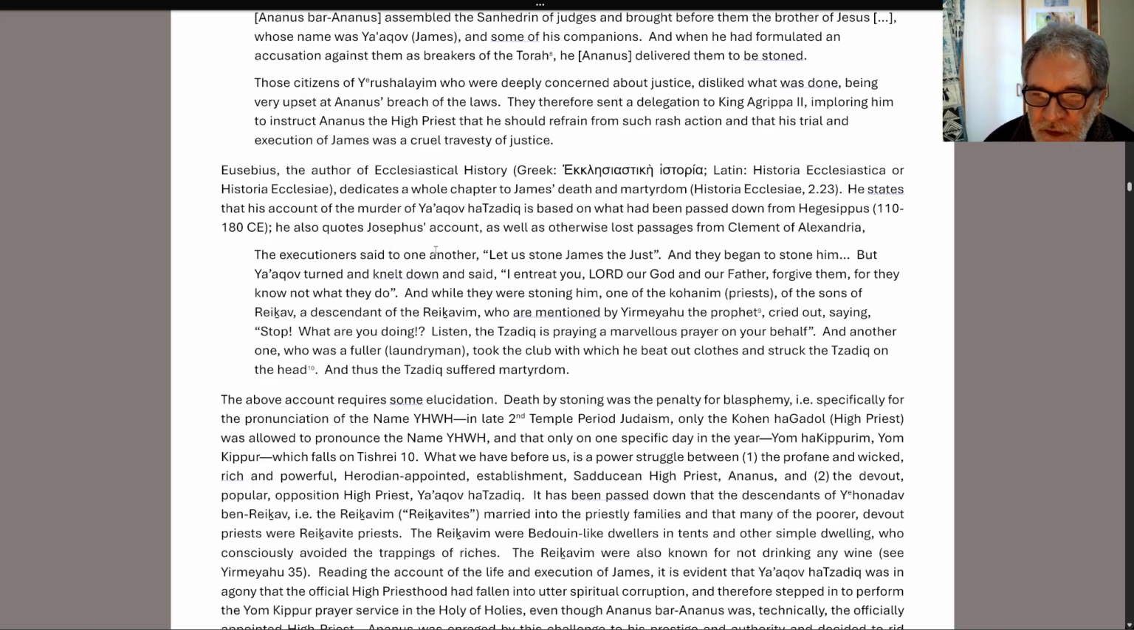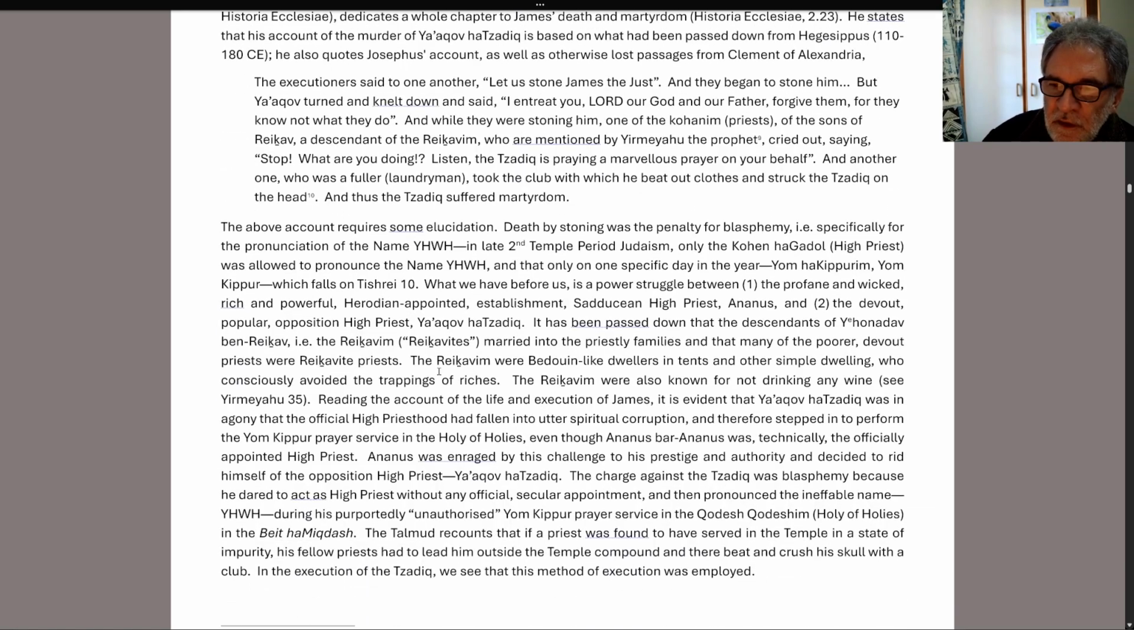It has been passed down that the descendants of Jehonadav ben Rechav, in other words, the Rechabites, the Rechavim, married into the priestly families, and that many of the poorer, devout priests were Rechavite priests. The Rechavim were Bedouin-like dwellers in tents and other simple dwellings, and consciously avoided the trappings of riches. The Rechavim were also known for not drinking any wine, see Yirmiyahu 35.